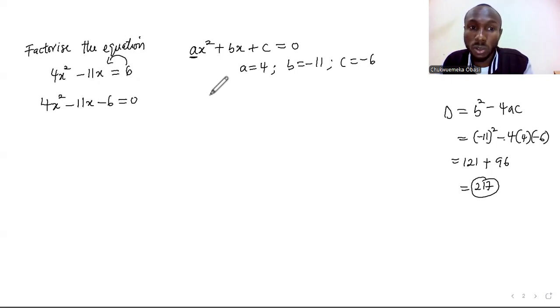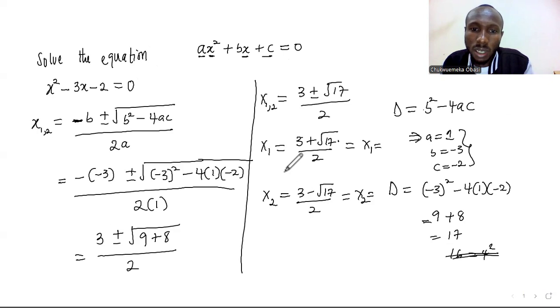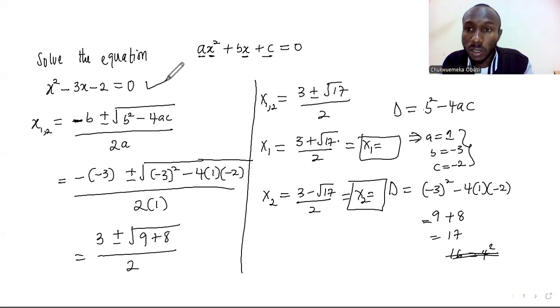You can use the formula method again to solve it, but they say factorize. So this time, let me quickly show you something. The answers we got here, x1 equal to this and x2 equal to this, are called the roots of this equation. So when they say factorize, they don't want to give the answer as roots. They want to put the answer in the factor form.